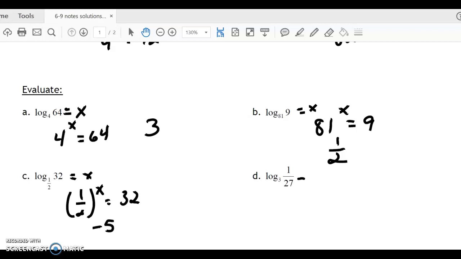And finally, 3 to the x equals 1 over 27. We know that 3 to the 3rd equals 27, but we need it to, again, be the reciprocal of that, so we can say -3.